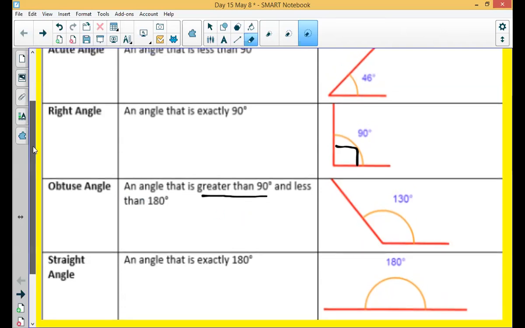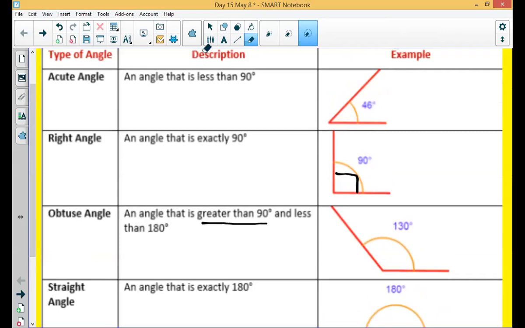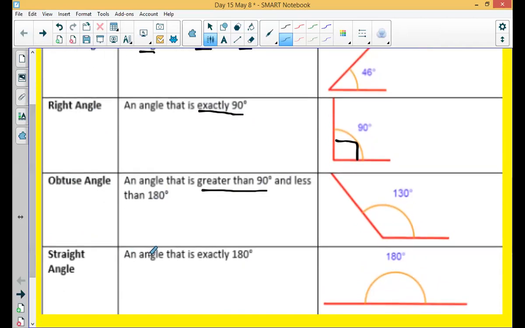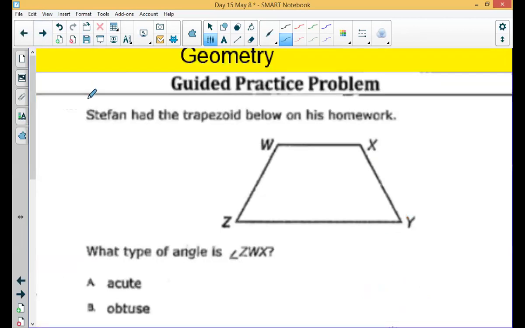So let's go back and recap. We know that an acute angle is an angle that is less than 90 degrees. A right angle is exactly 90 degrees. An obtuse angle is greater than 90 degrees, but it is less than the 180, the straight angle that is pictured below. And a straight angle is exactly 180 degrees. So keeping that in mind, okay? All right, so let's move on. And let's move to our lesson.